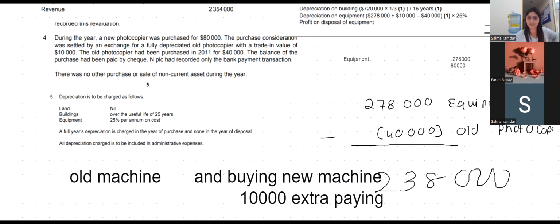So the depreciation on equipment would be how much? 278,000 plus 10,000 minus 40,000. Okay, 62,000. And your profit on disposal would be 10,000, because that is a trade-in value that you got. The asset had been fully depreciated.